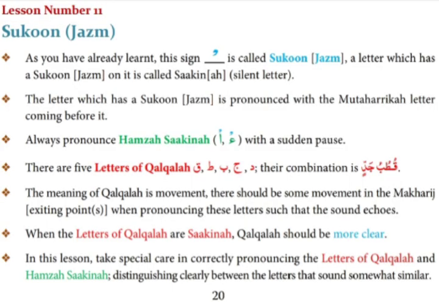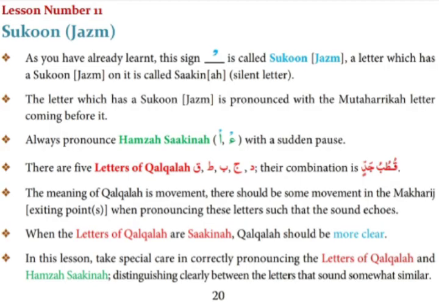Next rule. Always pronounce Hamza sakina with a sudden pause. That means when the letter Hamza has jazm on it, that is Hamza sakin, you have to pronounce Hamza sakin with sudden pause. Always with sudden pause.